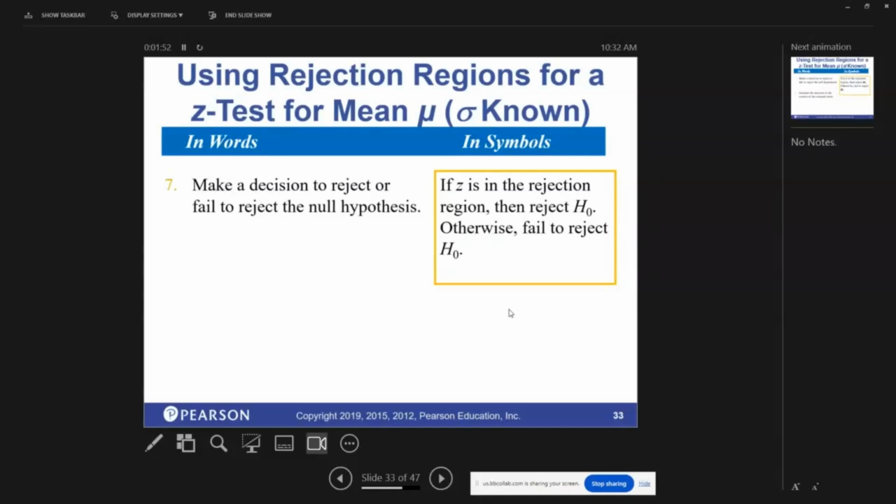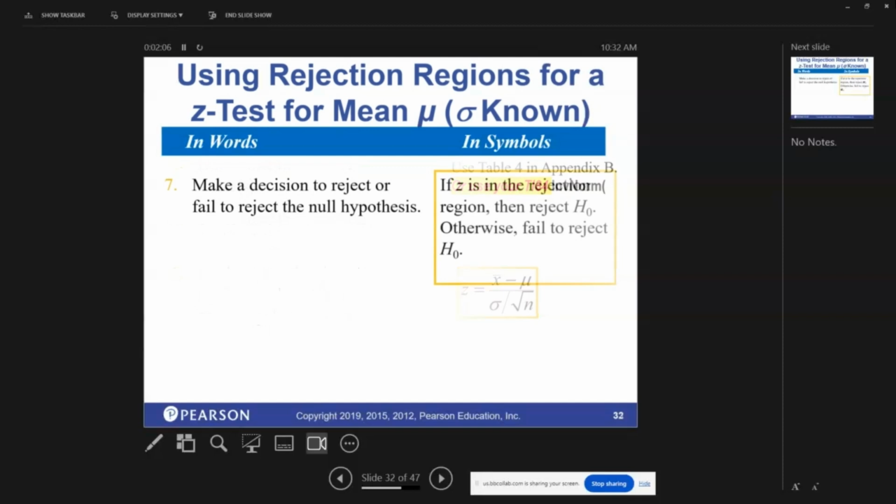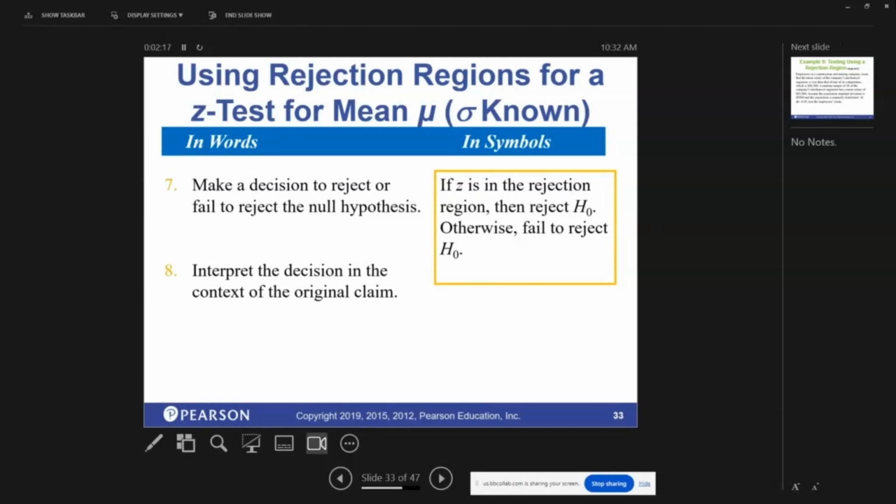So your rejection region, the boundaries come from your critical values, and then once you look at your standardized test statistic to see if it's in that blue part or the non-blue part, then you use that to decide whether to reject or fail to reject H sub 0. If it's in the rejection region, you reject H sub 0. If it's not, then you fail to reject. And then you interpret the decision in the context of the original claim.